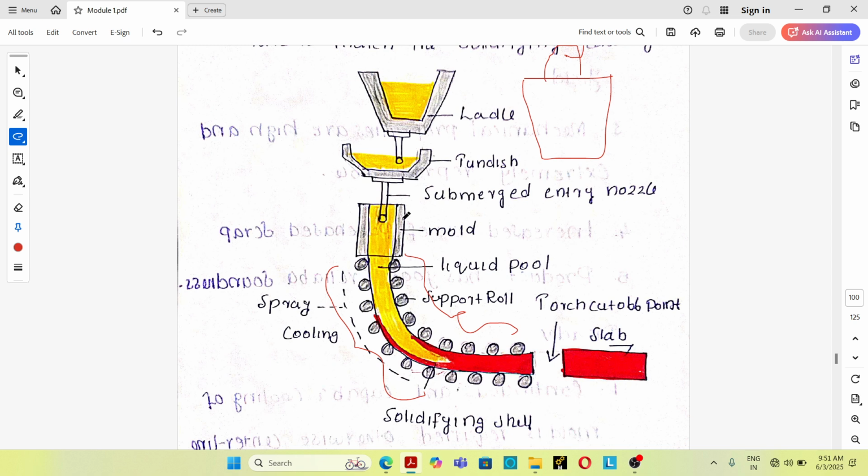The main application of continuous casting process is producing a square billet that is later used for producing TMT bar using the rolling process. In continuous casting, the casting is produced continuously from the mold, and the required length is cut after solidification.